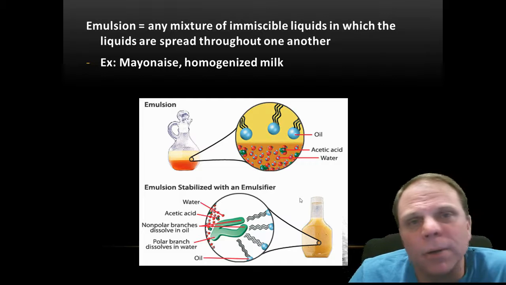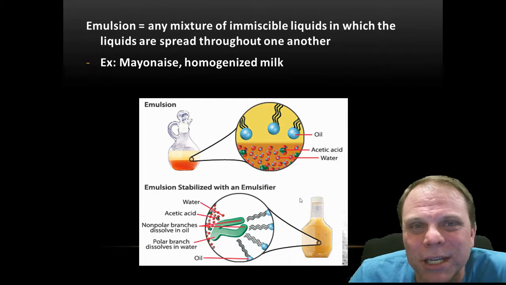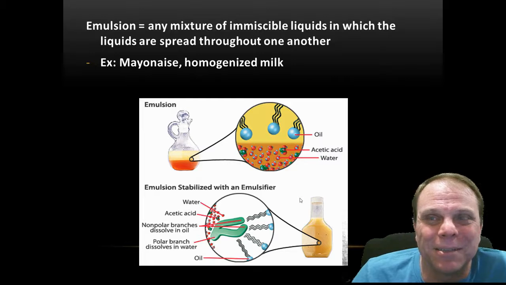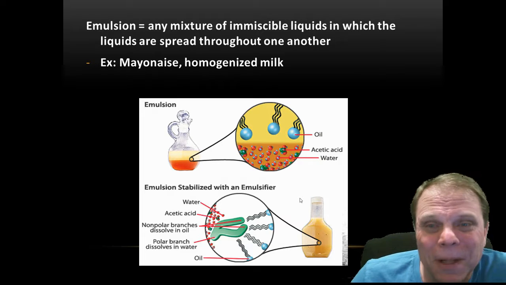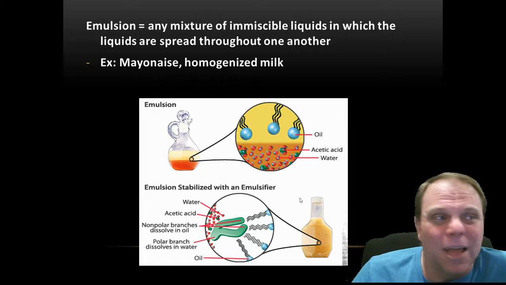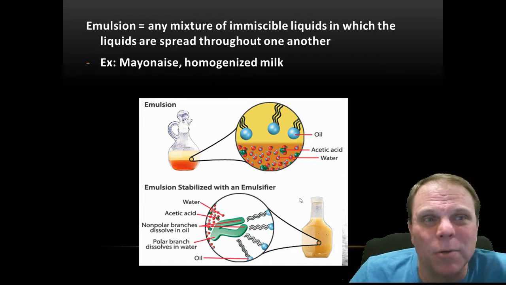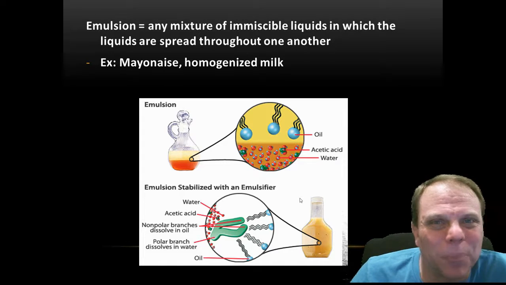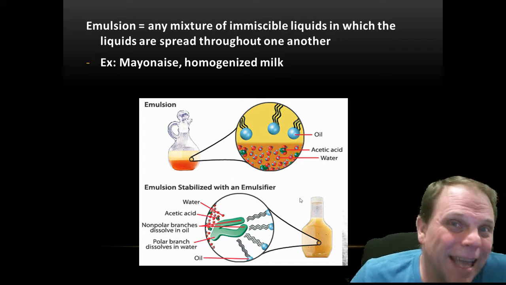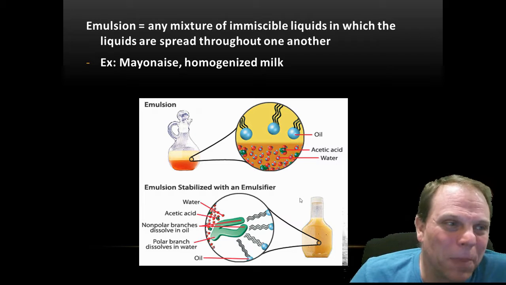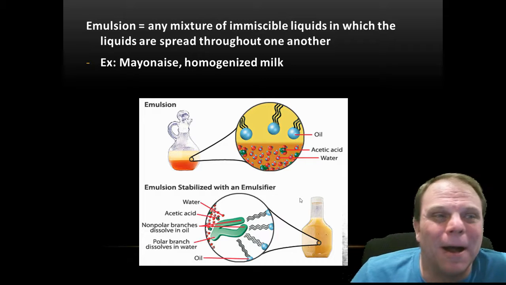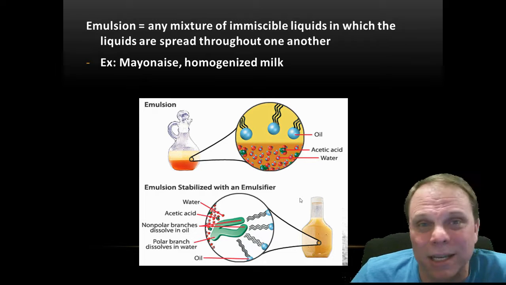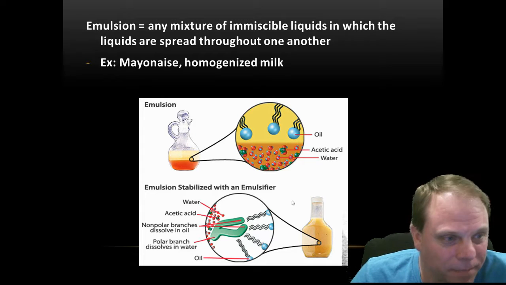So that brings us to another term, which is called an emulsion. And an emulsion is something you're really familiar with, even though you probably aren't familiar with the word. This is the idea that you can take immiscible liquids and somehow get them so that they're spread throughout one another, and then they stay in that form. Okay, so an example would be mayonnaise. What? Yeah, mayonnaise. And then you've got homogenized milk. So we'll talk about those a little bit.